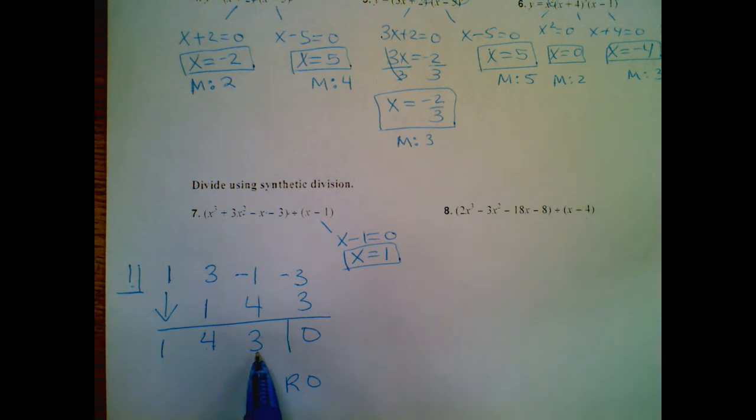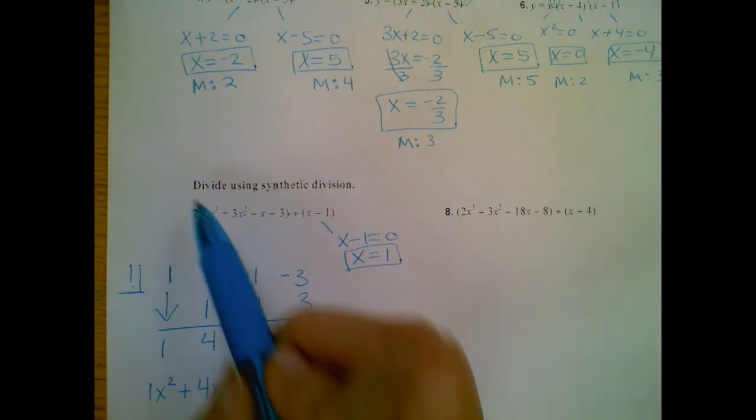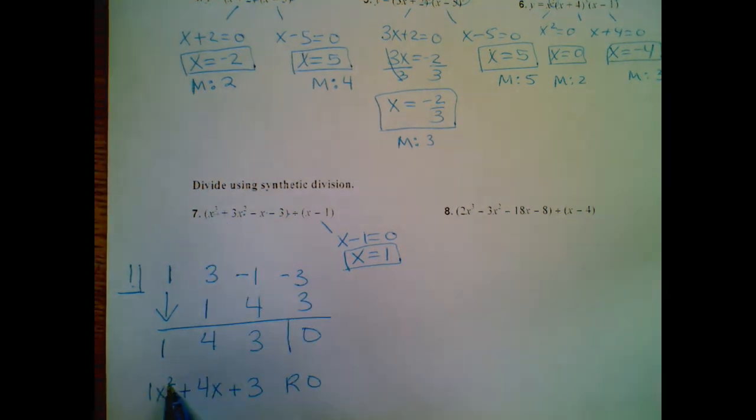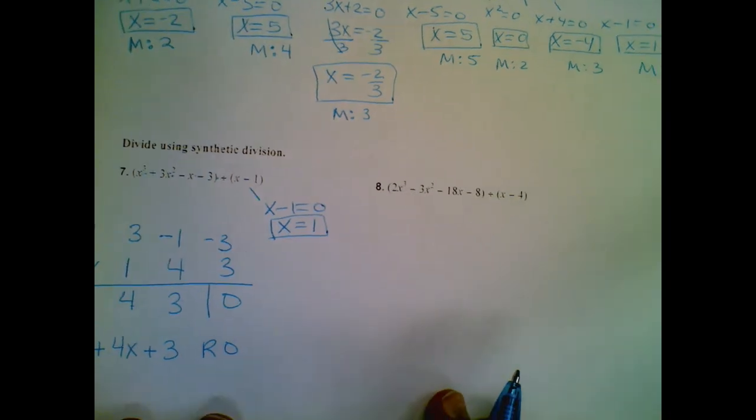And then we can count our way upwards for our exponents. So this would be 3 and then x to the 0 power, which we don't need, then 4x to the first power, and then plus 1x to the second power. Or think, this is to the third degree, so the exponent is going to be 1 less. So second, then 1, and then 0. But that last number is always going to be a remainder.